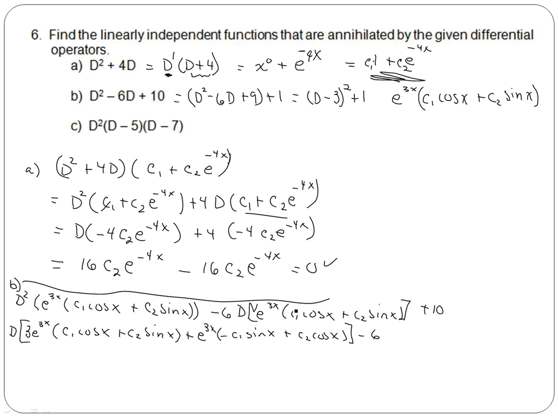Minus 6 times this derivative again. So here I can copy down what I've just done. And when I copy it, why not factor out my e to the 3x? Might save me a little bit of space. And that'll leave me with 3c1 cosine x plus 3c2 sine x minus c1 sine x plus c2 cosine x. And that closes that parenthesis and the bracket, and then I have plus 10.